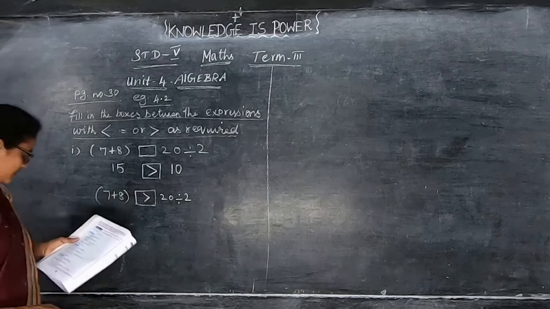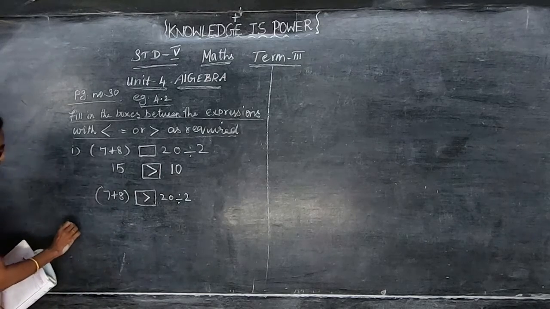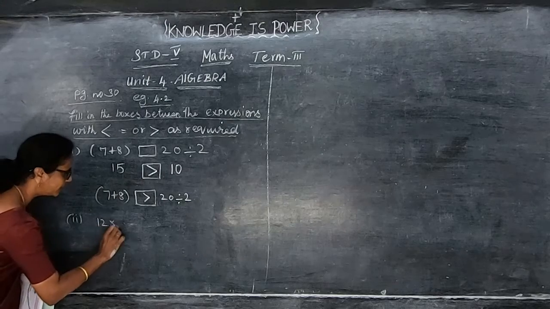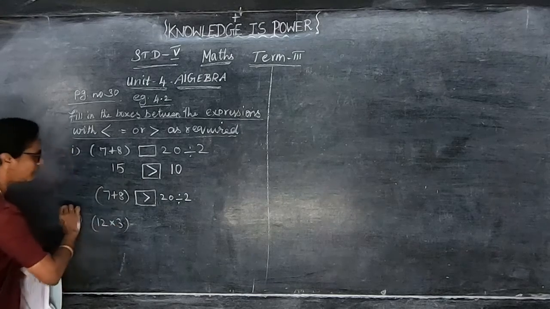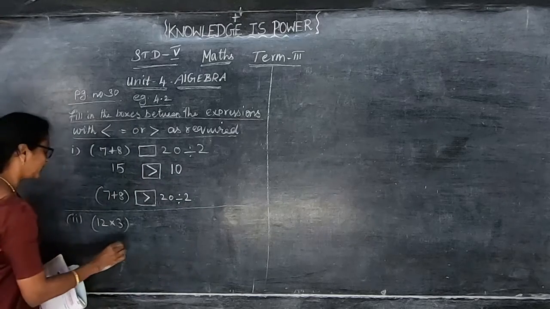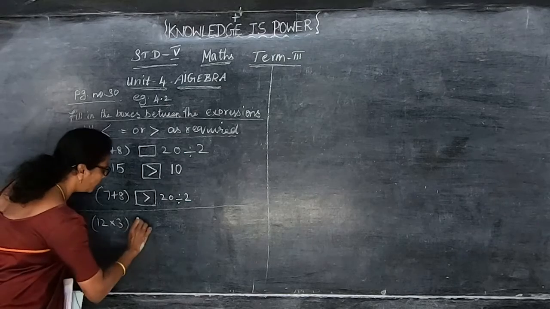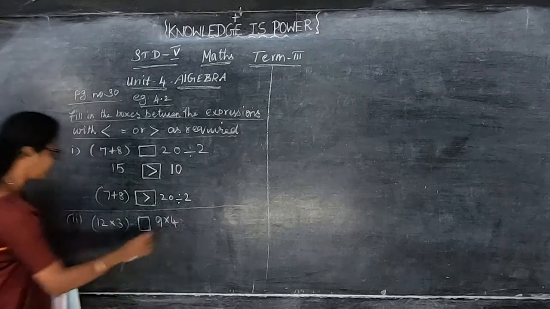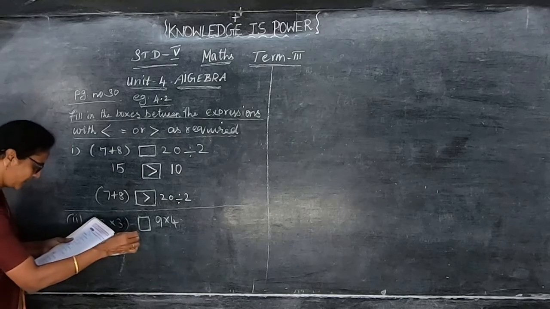Okay children, now the next sum, second sum, very easy only. You see in the brackets what they are given, addition, subtraction, multiplication, division and பாருங்க. 12 into 3 box 9 into 4. This is the sum they are given. So 12 3s are how much?